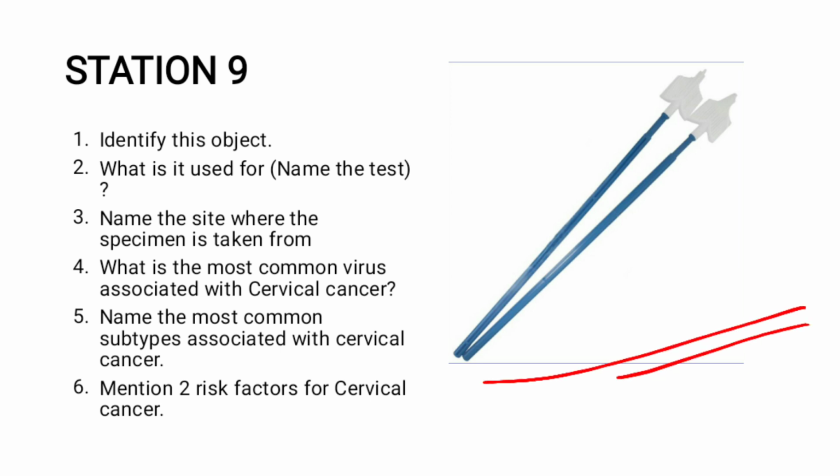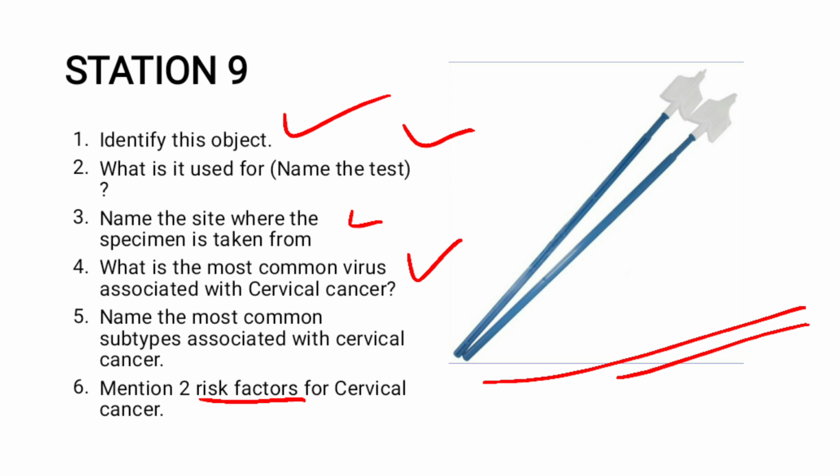So this will be our case study for today. The questions are saying: identify this object, and what is it used for. We have to name the test, then name the site where the specimen is going to be taken from, and then what is the most common virus associated with cervical cancer. Name the most common subtypes associated with cervical cancer. Then the last question is, mention two risk factors for cervical cancer.